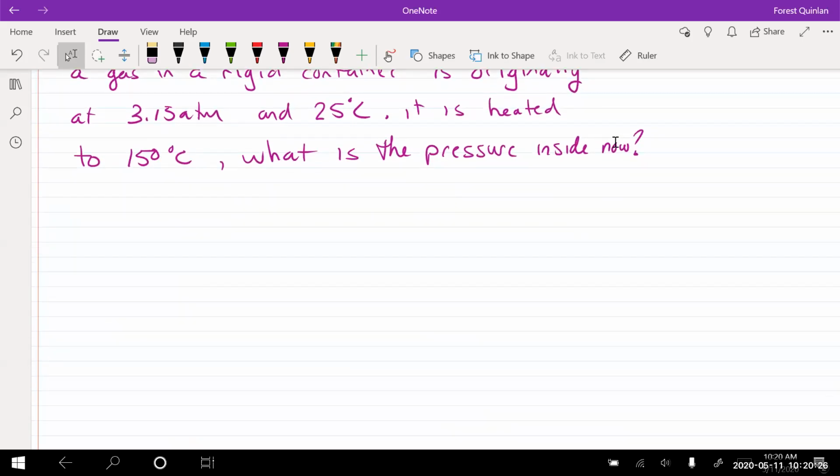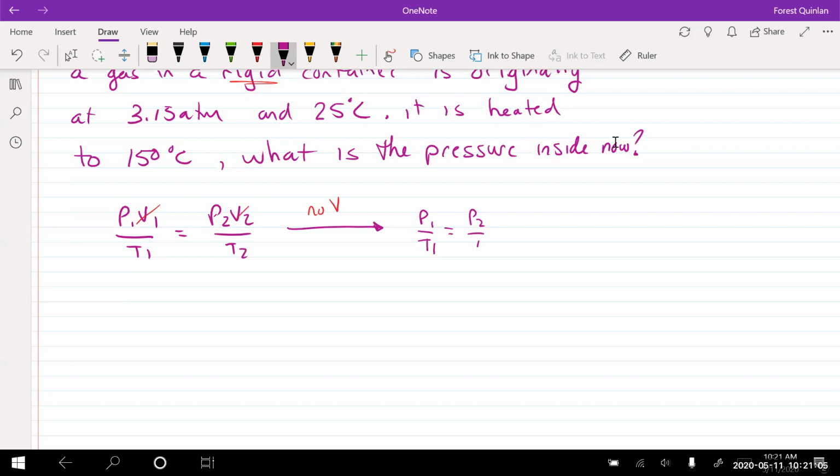Carissa, are conditions changing? Yes. Perfect. So of course, we're going to write P1 V1 over T1 equals P2 V2 over T2. Is there anything I didn't talk about? Volume. But I said it was rigid, so what does that mean? It's not changing. So the volume is gone. Now we rewrite this as P1 over T1 equals P2 over T2.